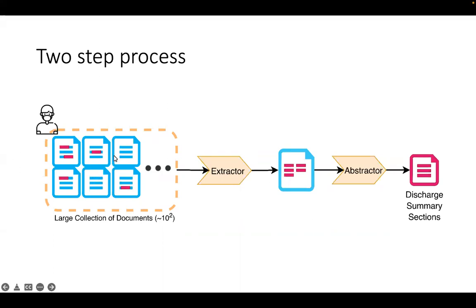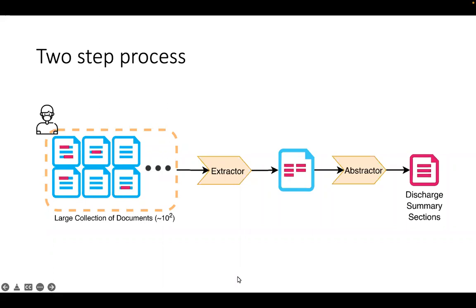So we start with a bunch of documents that are generated for the patient by different people giving care to them, such as the doctors, the nurses, and so on. What we try to do is we look at these red spots shown between these notes, which are the relevant sentences that could be used to write the discharge summary. So we have an extractor model that will go through this collection of documents and generate an extractive summary. Further, we will have an abstractor which will take these sentences that have been extracted by the extractor and rewrite them so that a coherent discharge summary section is generated.